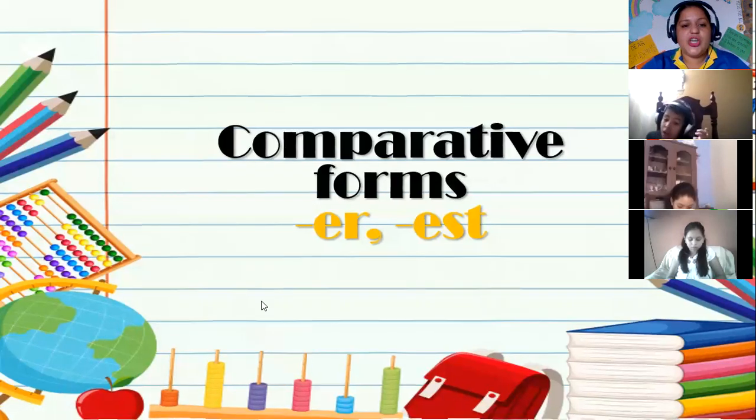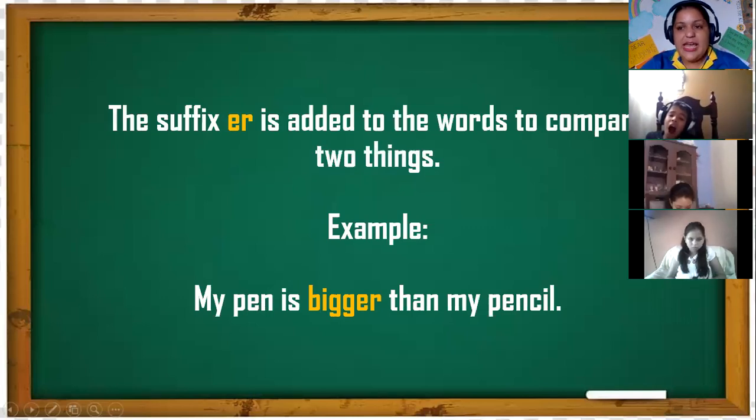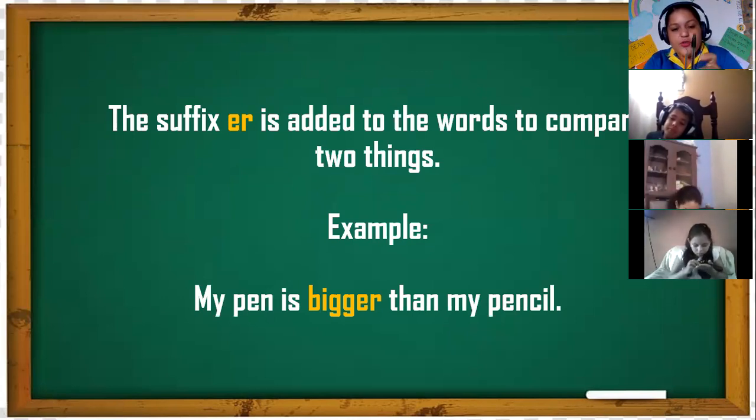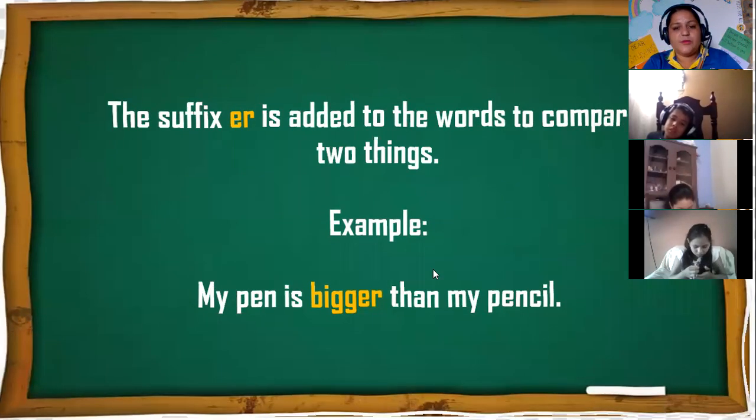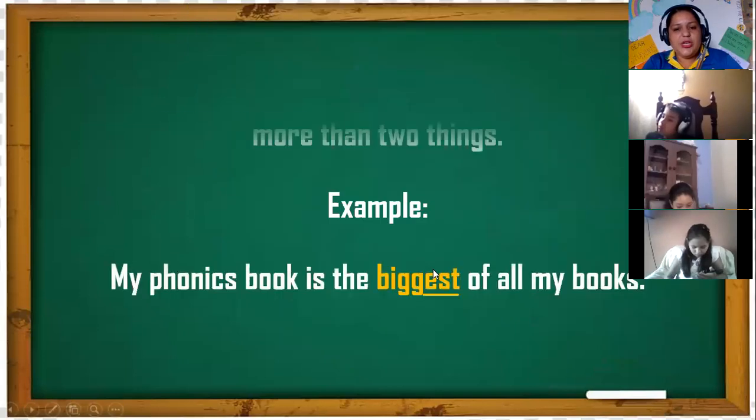So let's check the use of these comparative forms. And you can see over here, the suffix ER is added to the words to compare two things, okay? As I gave you the example. And it says, my pen is bigger than my pencil, okay? We are going to imagine that my pen is bigger than my pencil. That is the example. And then let's continue with the other part.